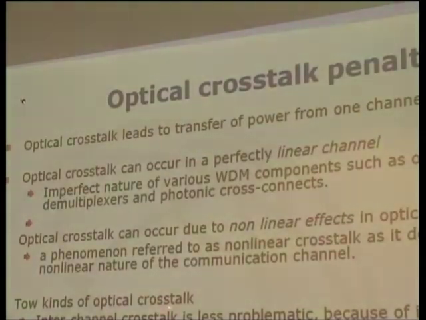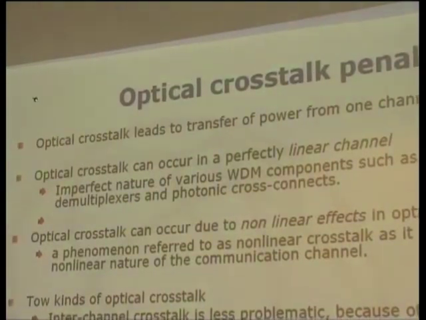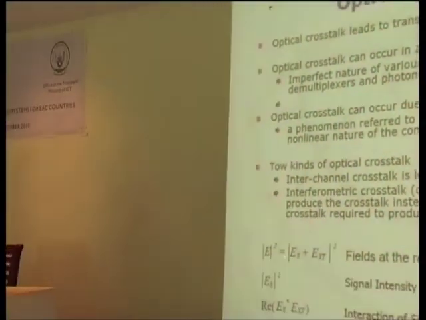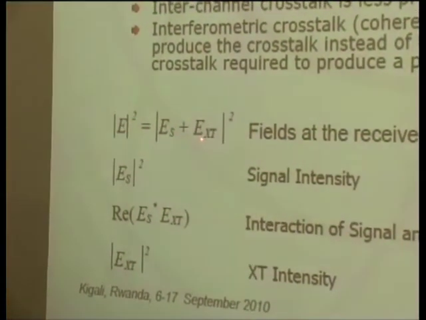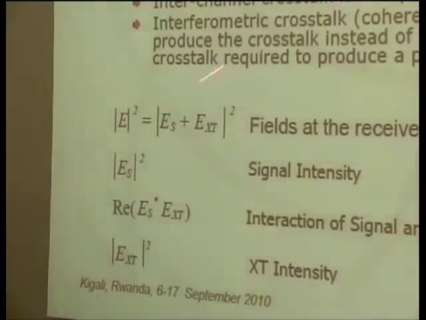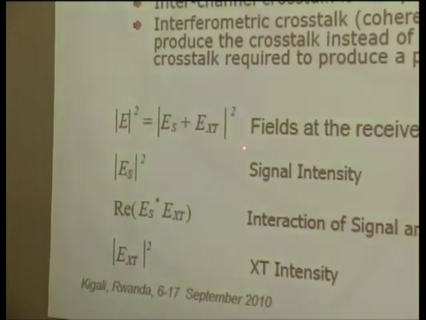You have to consider two kinds of optical crosstalk: one is interchannel crosstalk, and the other is interferometric crosstalk. The difference is this: if you describe the optical signal electrical field as E signal and the crosstalk signal, two signals, then you will detect those signals at a receiver as optical power. The definition of this electrical field is power or intensity.